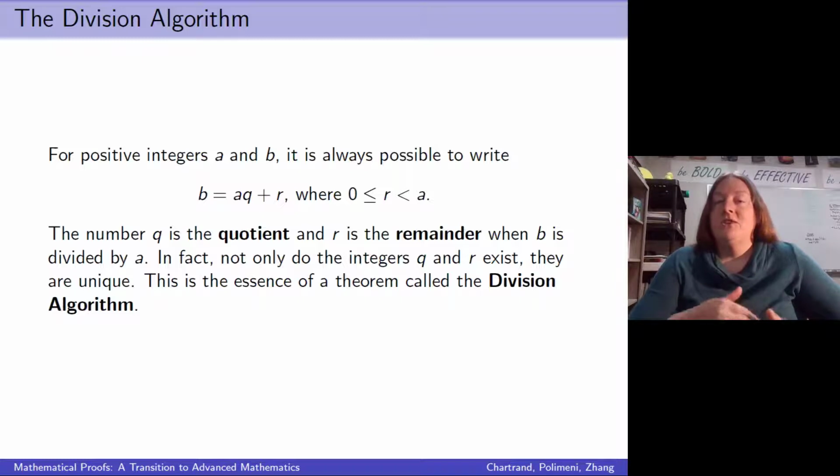So the division algorithm is something that you learned probably in elementary school. This is division with remainder. If we have positive integers a and b, we can write b equals a times q plus r, where r is between 0 and a. It can be equal to 0, but not equal to a. q is the quotient, r is the remainder. And in fact, we know that q and r are unique.